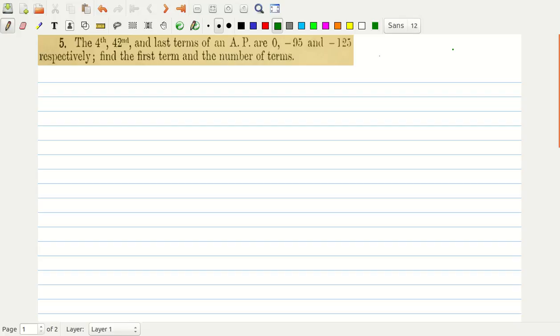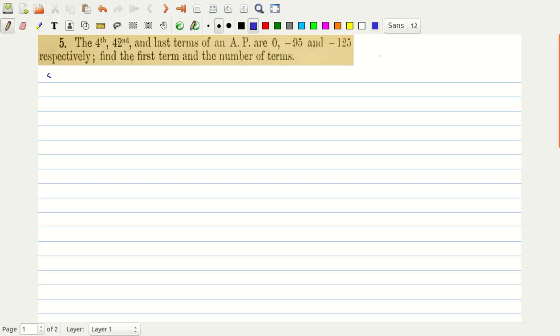Let us look at problem number 5 from chapter 4B of Hall and Knight higher algebra. The fourth, 42nd and last terms of an AP are 0, minus 95 and minus 125. Find the first term and the number of terms. So this problem is very similar to problem number 4 that we have already done.